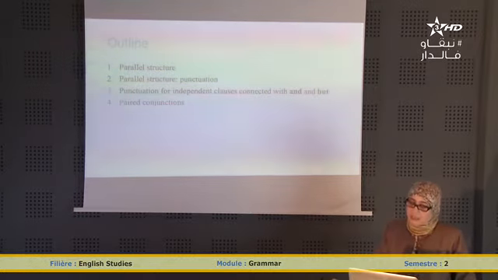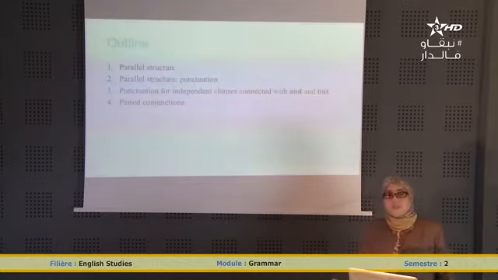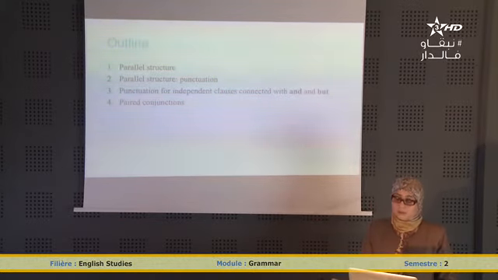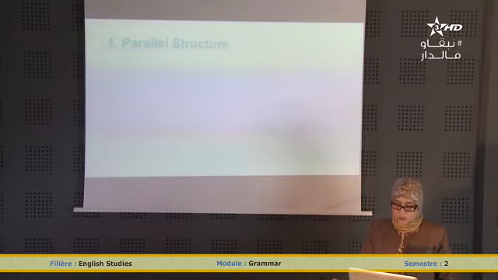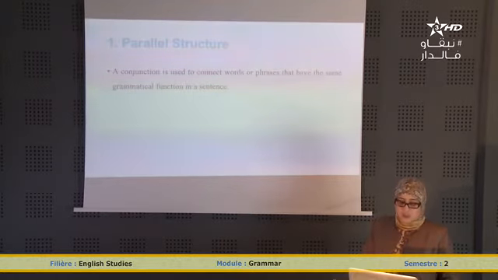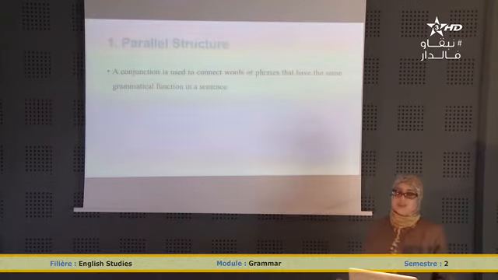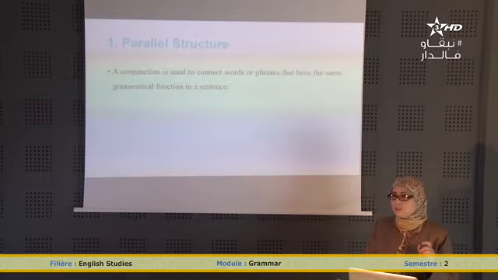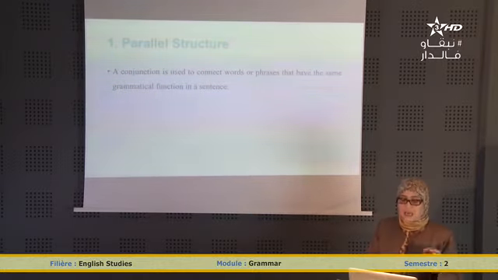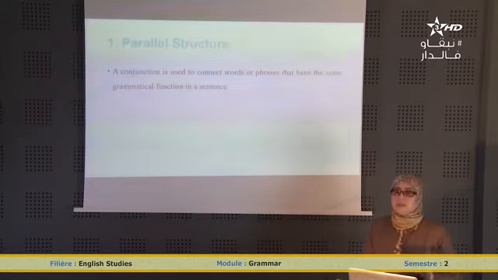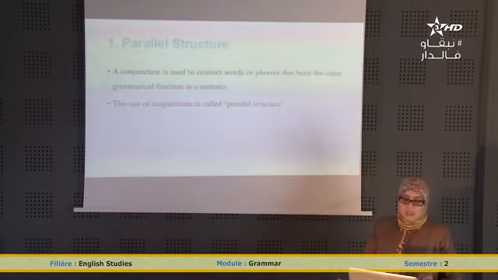paired conjunctions. Now let's start with what we mean by parallel structure, because it is a very important point in relation to coordinating conjunctions. A conjunction is used to connect words or phrases that have the same grammatical function in a sentence. So the words or phrases that are related with a coordinating conjunction have in the sentence the same function. This use of conjunctions is called parallel structure.